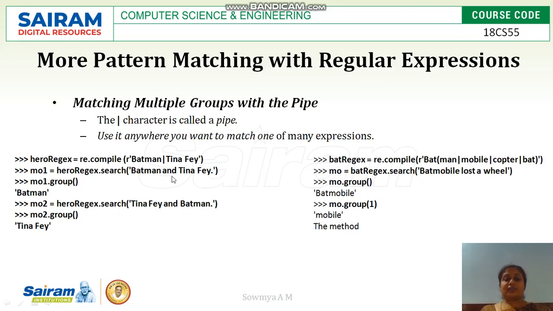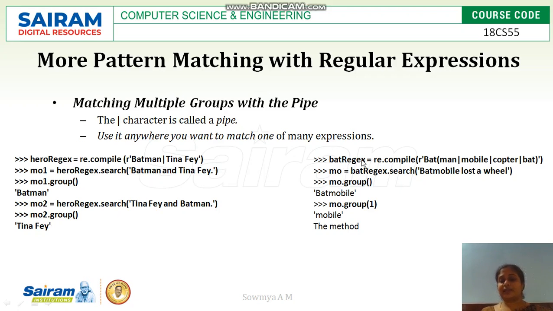Here we are searching for Batman and Tina Fey, but group 1 will give Batman, because once the search is done and you find the value, it stops looking for further values. The second condition is that the pipe stops comparing other values if the first value is matched. If the first value is not matched, Tina Fey and Batman won't be matched first, so it will go for Tina Fey and group 2 will be Tina Fey.